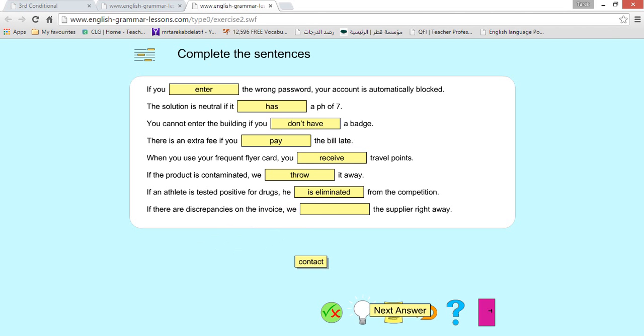That's right. If there are discrepancies on the invoice, we contact the supplier right away. Of course, we contact. The last one. Thank you guys, that's very wonderful of you. Let's get the next one.